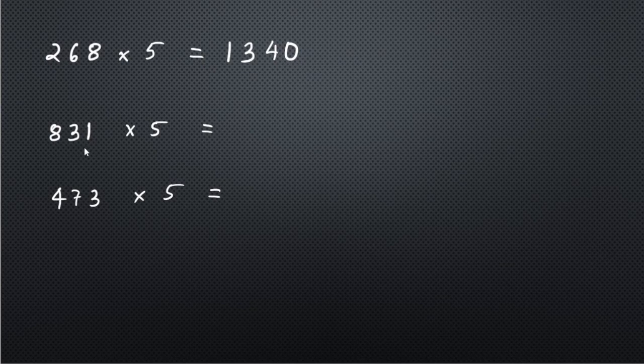Here, this number. Okay, I will do the same thing, but I'm considering it as 830. So, half of 8 is 4, and half of 30 is 15. And since it's an odd number, it will end with 5.